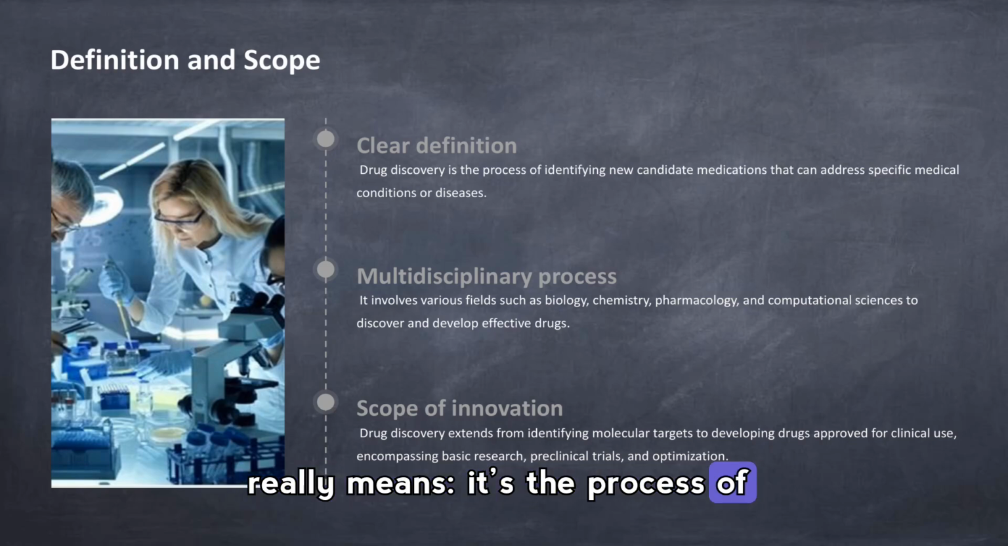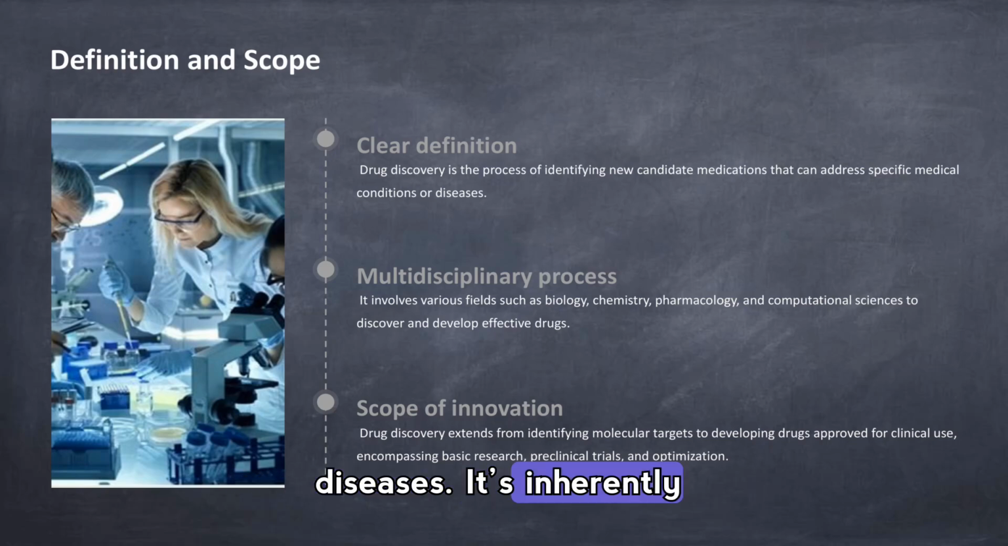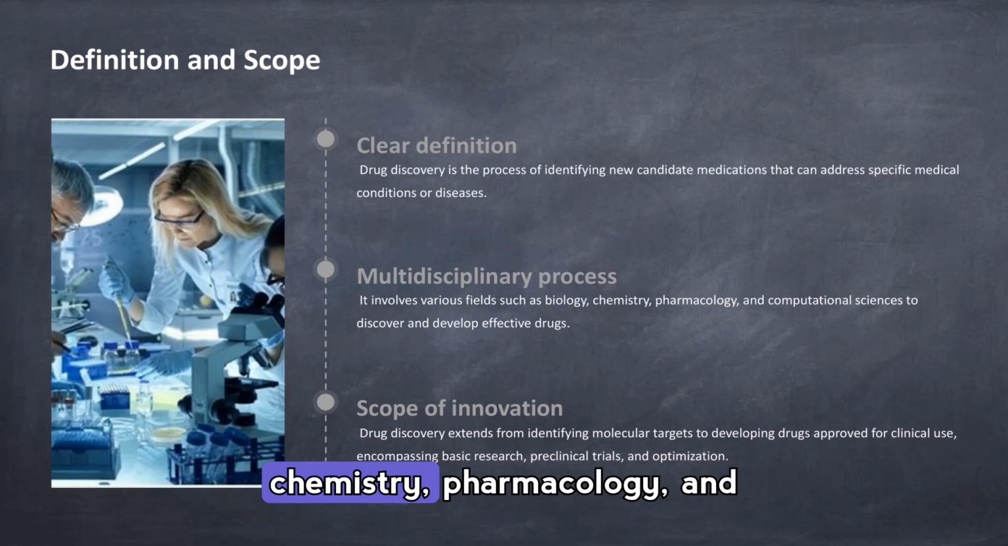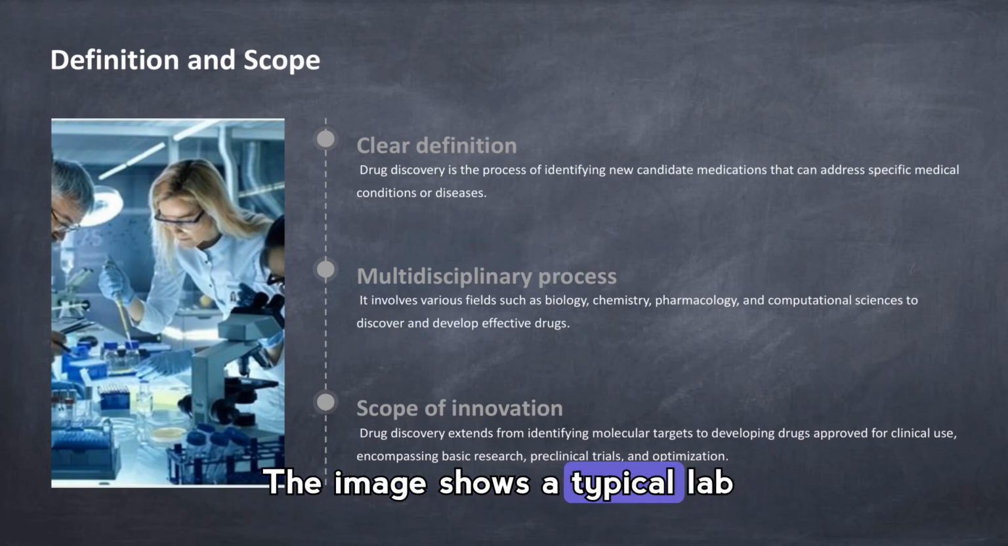Here we define what drug discovery really means. It's the process of finding new chemical or biological candidates that can treat specific diseases. It's inherently multidisciplinary, drawing on biology, chemistry, pharmacology, and computation, and it covers everything from basic research to molecules ready for clinical testing. The image shows a typical lab setting where these early efforts take place.